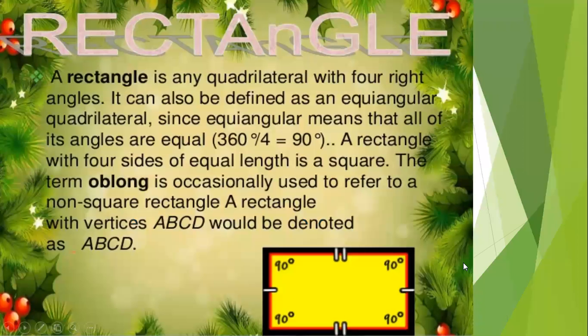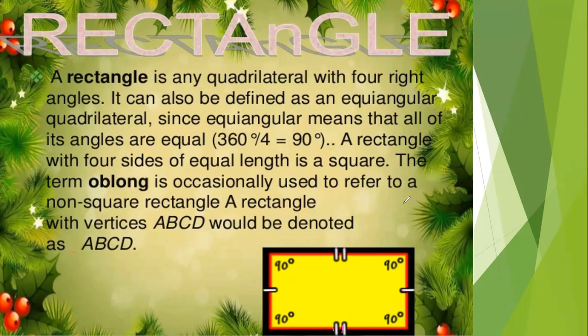A rectangle is a quadrilateral with four right angles, and two sides which are facing each other are always equal. For example, if you look at this side, it is equivalent to this side, and this side here is equivalent to this side. That's how a rectangle always is.